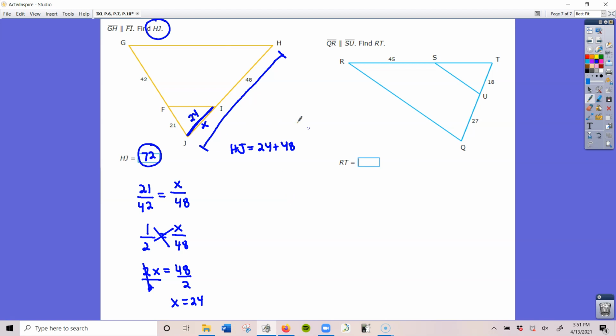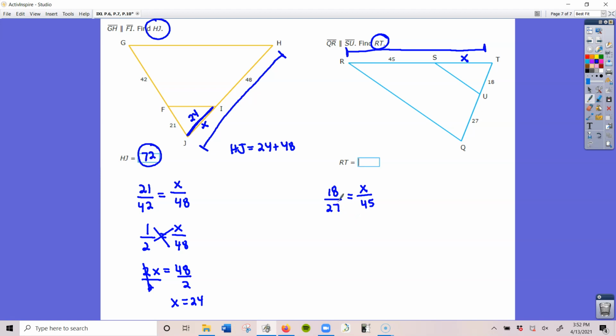One more like this one, it's asking you to solve for RT, which is this whole thing. So always double check what it's asking you to solve for. In order for me to find RT, I first need ST. So I'm going to call that X. Now I'm going to set up my ratios. So we have 18 and 27. So I'm going to write out 18 over 27 is going to equal, I went small to big, so small to big, X over 45.